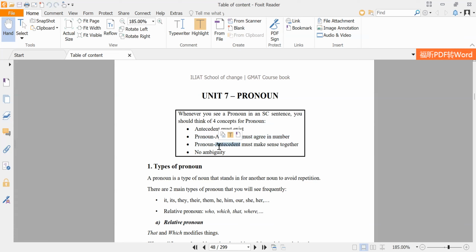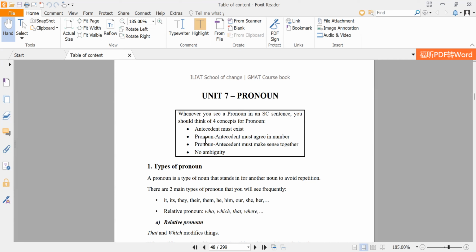The pronoun and the antecedent must make sense together. We're going to have some examples for this later on to help you clearly understand what it means for the pronoun and the antecedent to make sense together. And the fourth rule is no ambiguity. Meaning if there are pronouns in the sentence, we have no problem figuring out what those pronouns refer to.